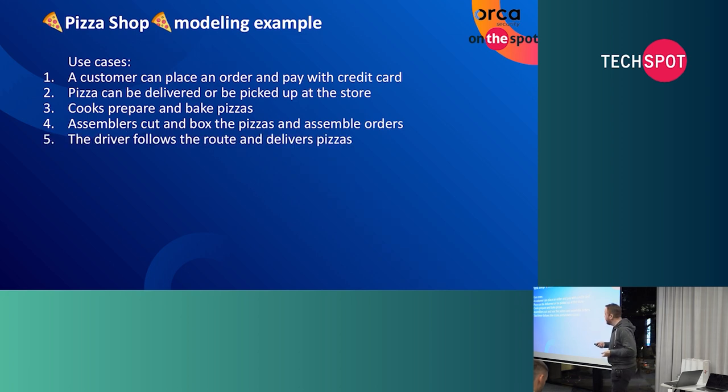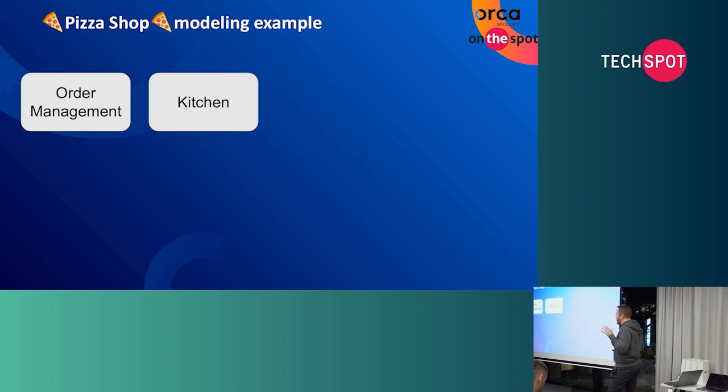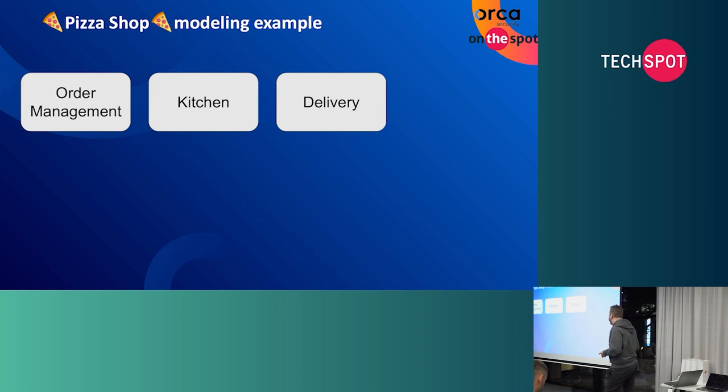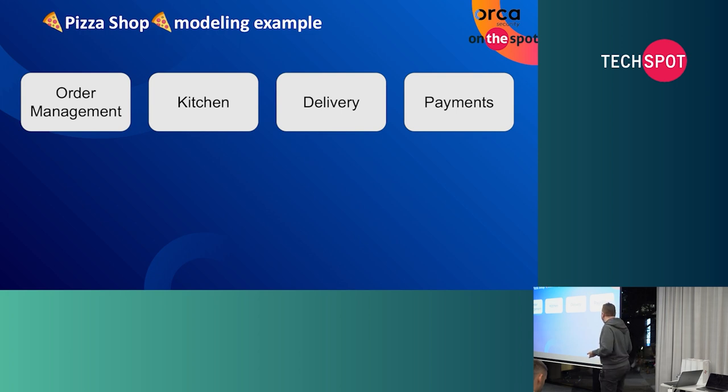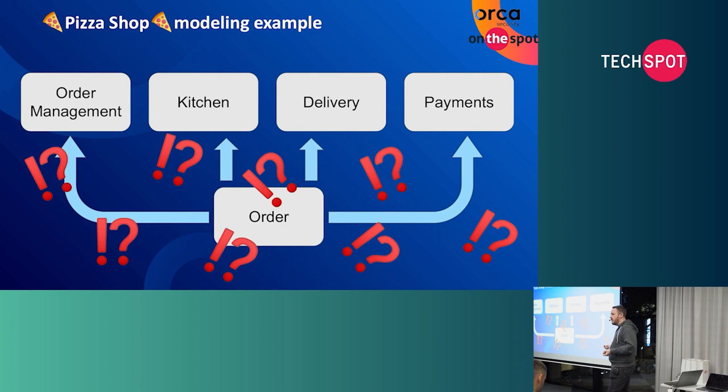So we assemble this, and the driver follows the route. Okay, we started to design some boundaries and think, okay, we need something that manages our orders, something that cooks pizza, obviously, something that delivers, and of course we want to make money. All three talk about the money. So we start to think, okay, we have an order to follow the things, and is it a good idea to have such relations between the systems?